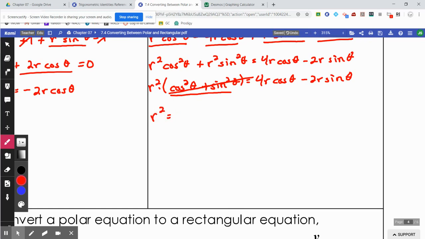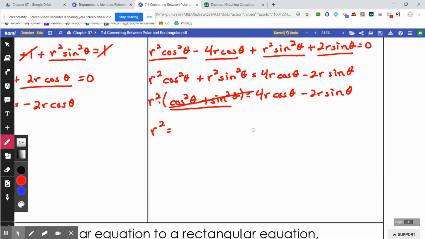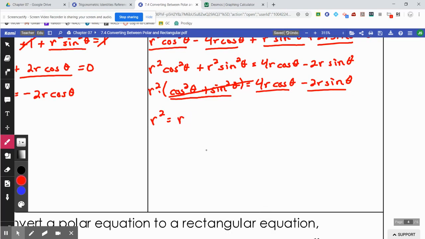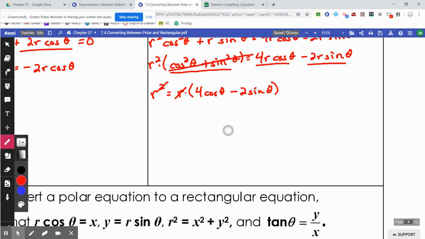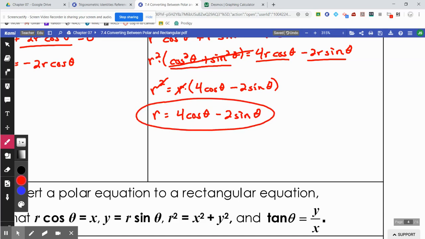Now I'm about to try to get rid of one of these r's just to make it look cleaner. I noticed that on the other side, both of these terms contain an r. So what you can do is factor that r out, and you're going to be left with 4 cosine theta minus 2 sine theta. When I divide by this r, it's going to cancel because these are being multiplied. It gives me a final answer of r equals 4 cosine theta minus 2 sine theta.